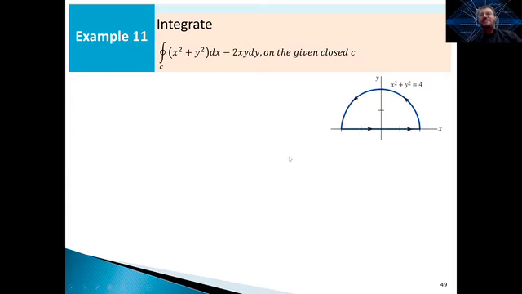Let's look at our last example. I'm trying to include as many examples so you get the idea of how we do the line integral and how you find the work done. Does this one represent a work done? Of course it is. Why is that?